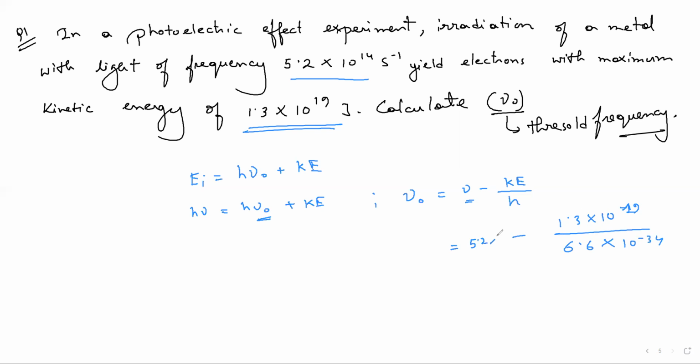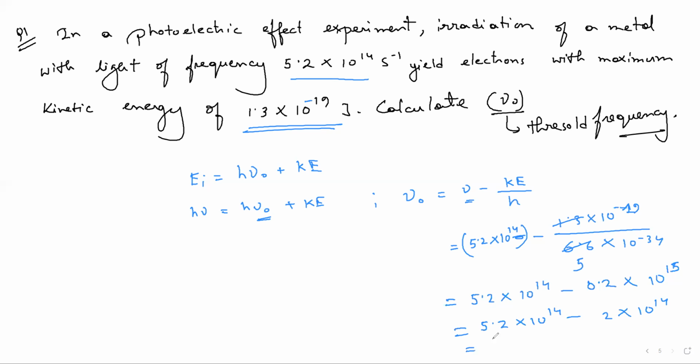Just put 10 to the power 14. After calculation, this becomes near about 1 by 5. 1.6 by 6.6 is near about 1 by 5, so I am taking near about 5. So can I write this one? 5.2 into 10 to the power 14, minus 1 by 5, which means 0.2 into 10 to the power 15. Otherwise the calculation becomes very heavy. When you remove the point, it becomes 2 into 10 to the power 14.